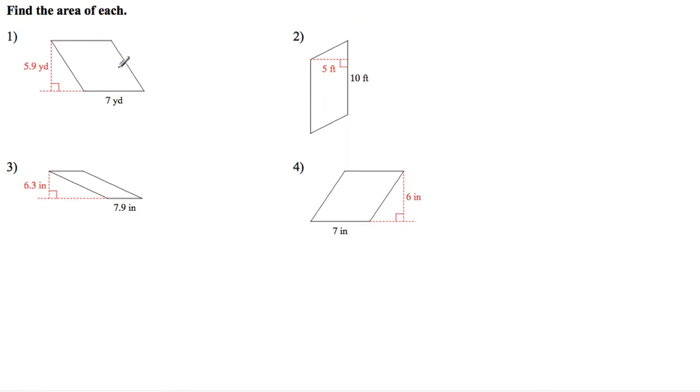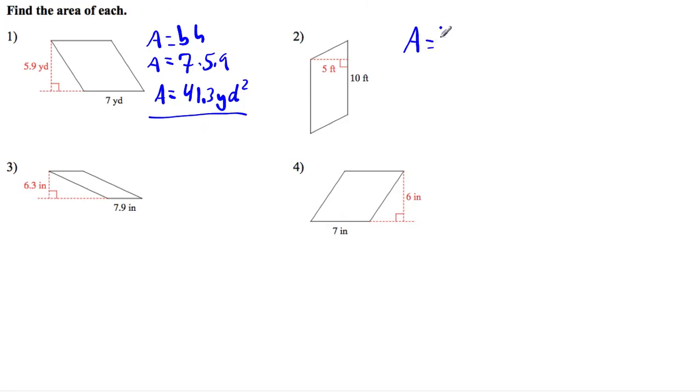So for example questions, we have here the area is equal to the base times the height. So that is 7 times 5.9. That gives us that the area is 41.3 yards squared, because yards times yards is yards squared, just like x times x is x squared.